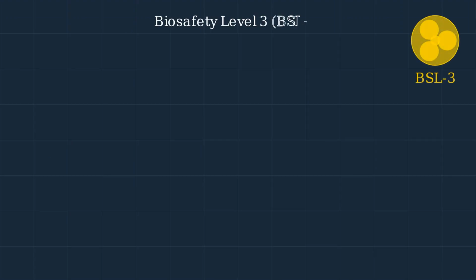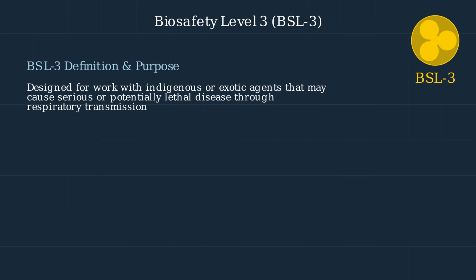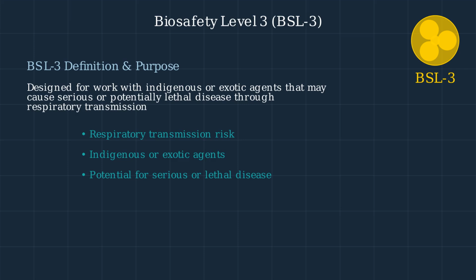Biosafety Level 3 facilities are designed for work with dangerous pathogens that pose significant health risks. BSL-3 is specifically designed for work with indigenous or exotic agents that may cause serious or potentially lethal disease through respiratory transmission. The key characteristics of BSL-3 pathogens include their potential for respiratory transmission, their indigenous or exotic origin, and their ability to cause serious or lethal disease.